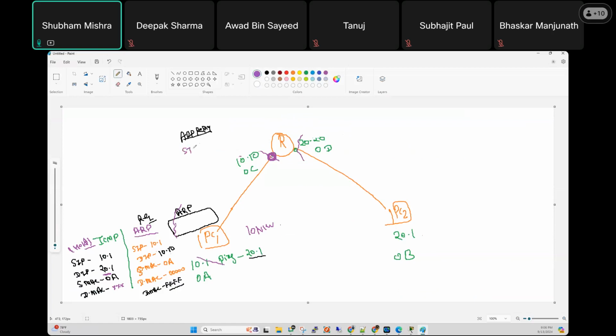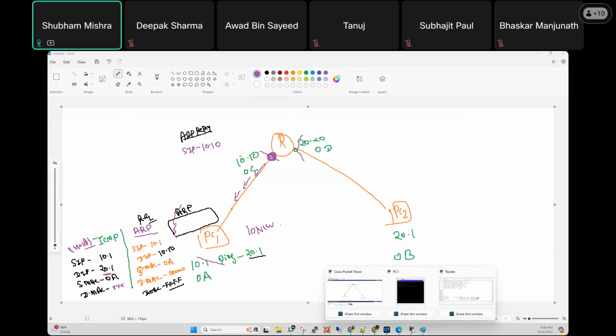In the ARP reply, what is the source IP address? 10.10, because the router is sending the reply through this interface. This router never forwards this ARP packet towards here. I already told you these things. So now this router is forwarding this ARP reply towards PC number 1. So what is the source IP address? This interface IP address, that is 10.10. Clear everyone?